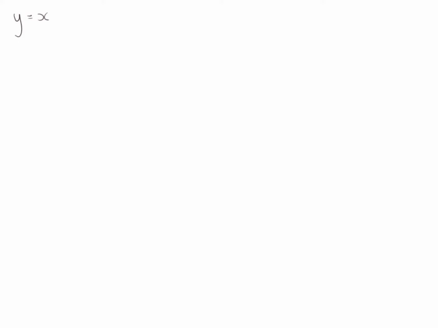Y equals x. What type of graph is that? That's a straight line. And if we add something to the x, or we multiply the x by a number, that'll change the steepness and the position of the straight line. But what happens if we add a power? What type of graph is this? Well, a good way to have a look at what type of graph we might be dealing with is to plot a table of values. So let's do that now.